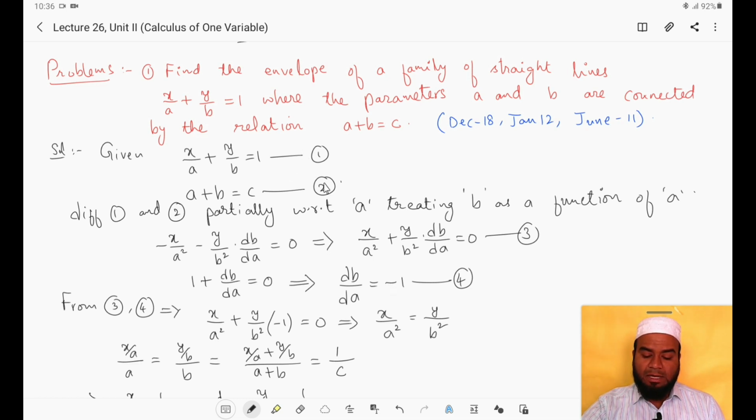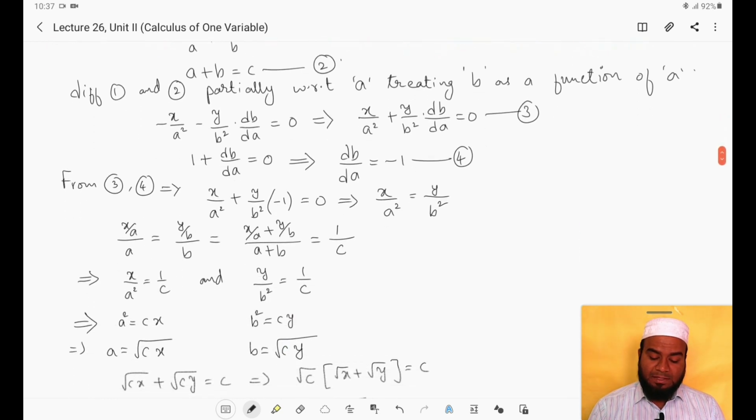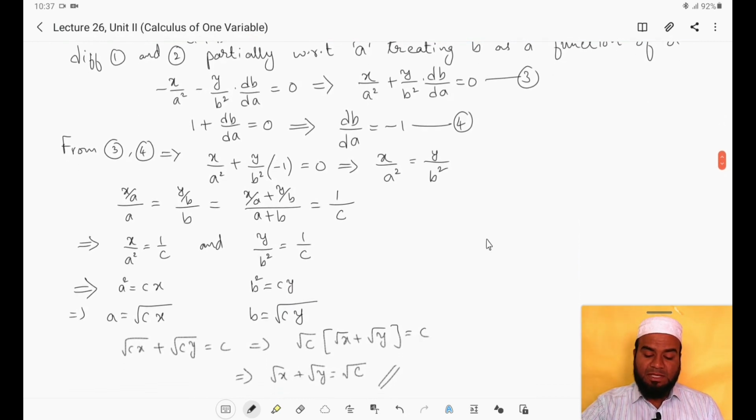Now from equations 1, 2, 3, 4, our target is to eliminate a, b and db by da. So we already have the value of db by da, that is minus 1. Substitute here, then this db by da will be eliminated and becomes minus 1. So from this equation we are getting x by a square and y by b square. Now using these two relations, our target is to find the values of a, b or eliminate a, b, right? So x by a square equals y by b square we have.